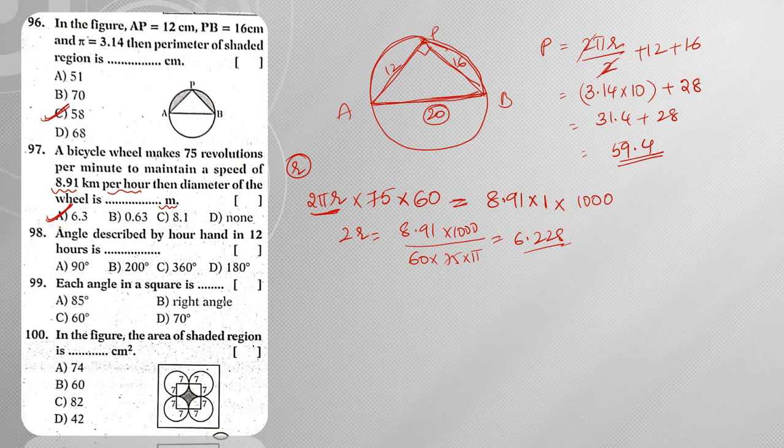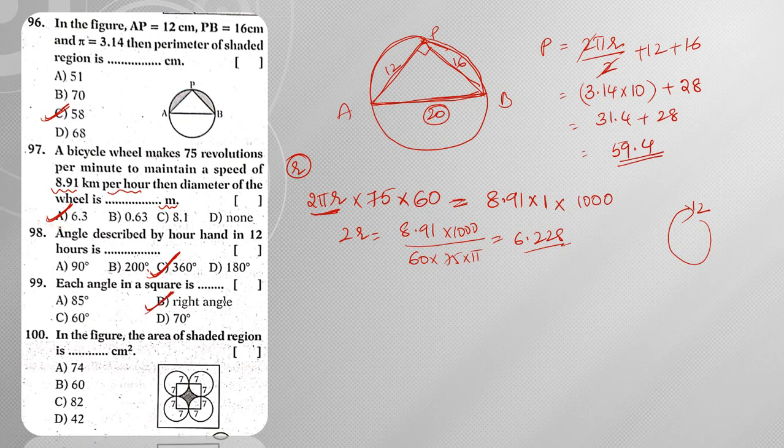Next one, the angle described by the hour hand in 12 hours. 12 hours means it will complete one complete revolution. If it starts from 12, after 12 hours it will come again to 12. Hence it is completing one complete angle, which is nothing but 360 degrees. Each angle in a square is a right angle.